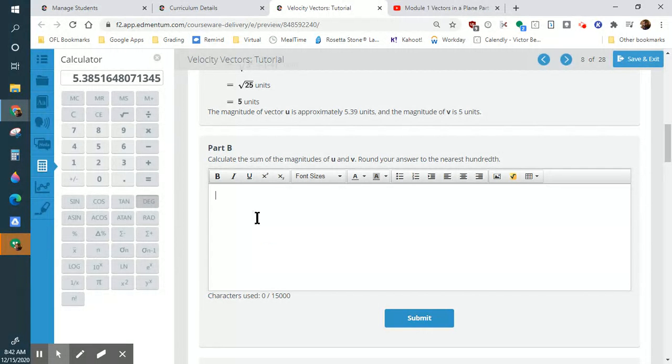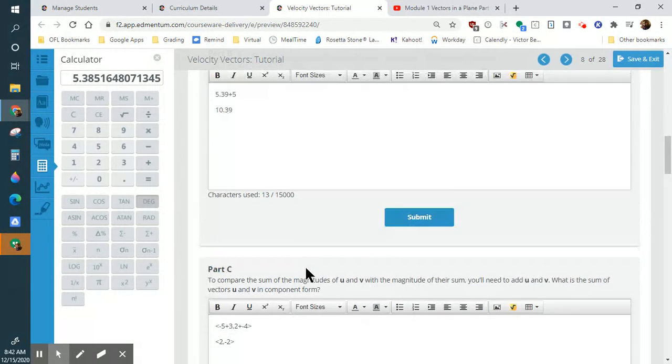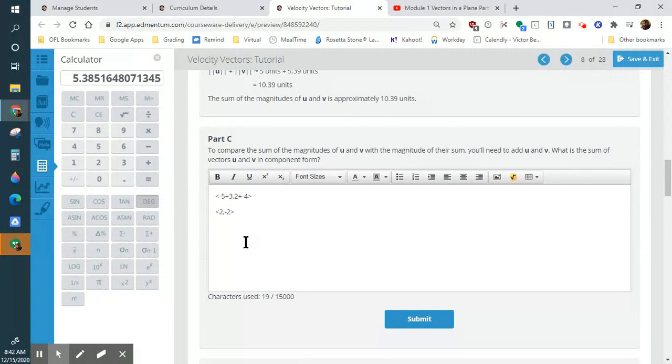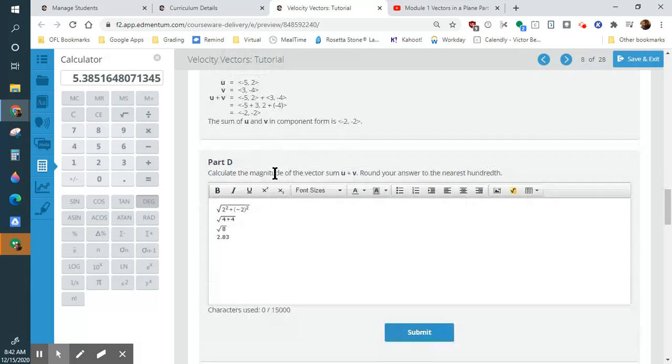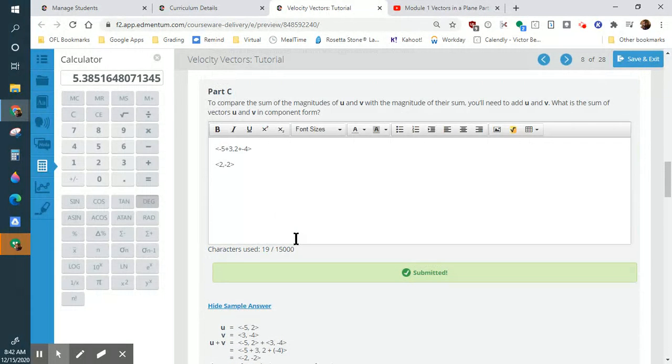So calculate the sum of the magnitudes together. So that's just going to be the 5.39 plus 5. That'll give us 10.39. Submit that. 10.39. Then we have this. Submit it. And then we want the magnitude. Did I do this right? Hang on.